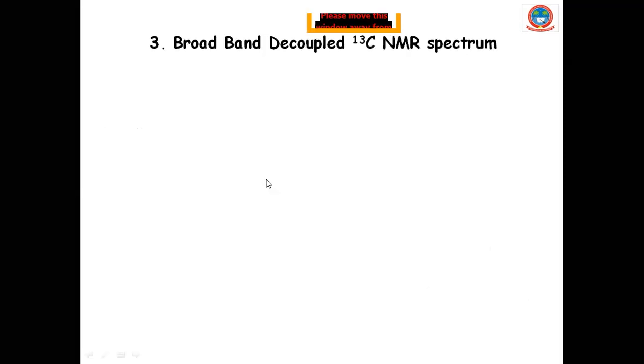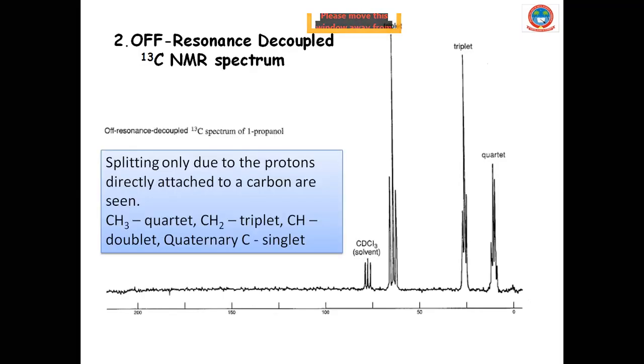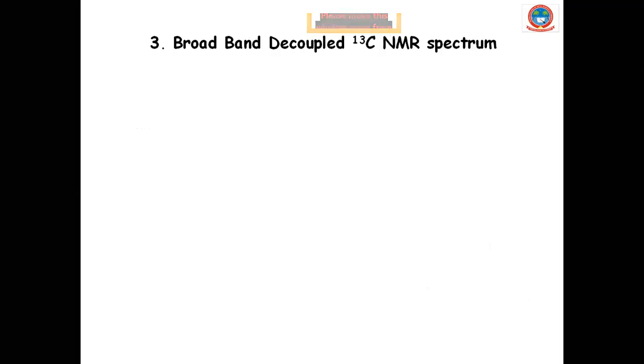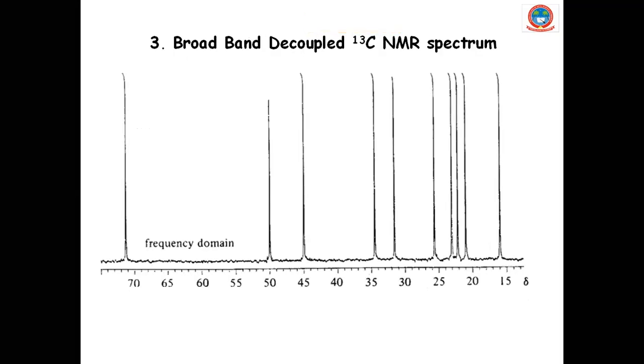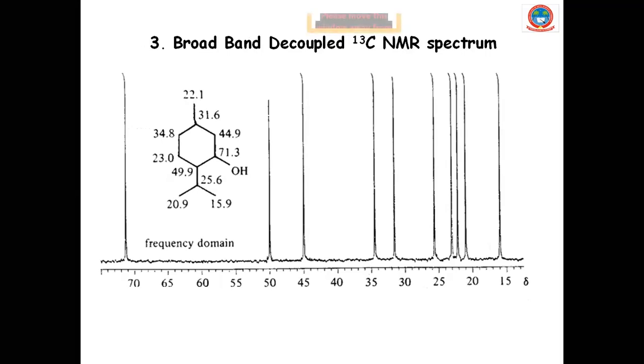Okay, let us go for broadband decoupled. This was the off resonance decoupled. Before that we saw coupled. And what is broadband? Broadband means every coupling is neutralized. You see this molecule, we saw it a few slides before, and we found that it had a complex spectrum, the first type of spectrum. Now here, broadband decoupled means every coupling is cancelled, whether it is a directly attached proton or long range proton coupling. And you will find a very beautiful spectrum appearing here.